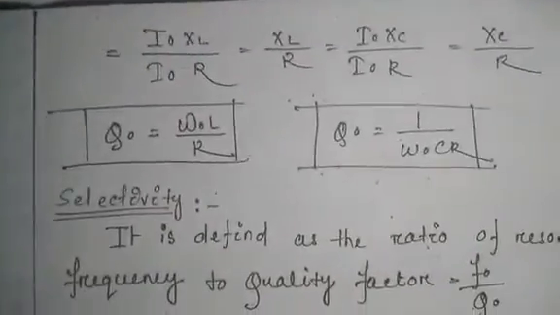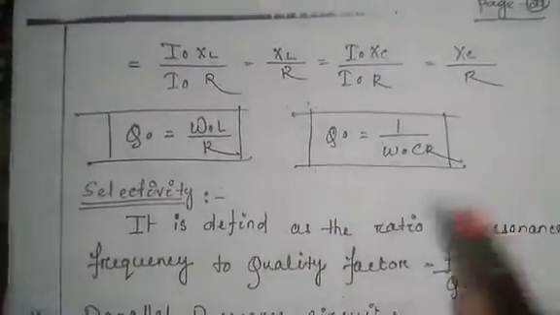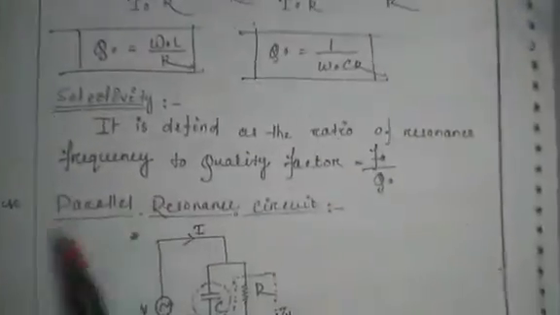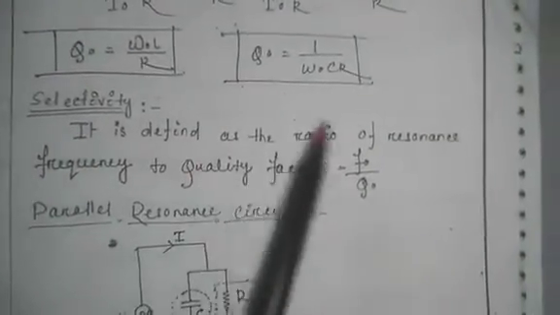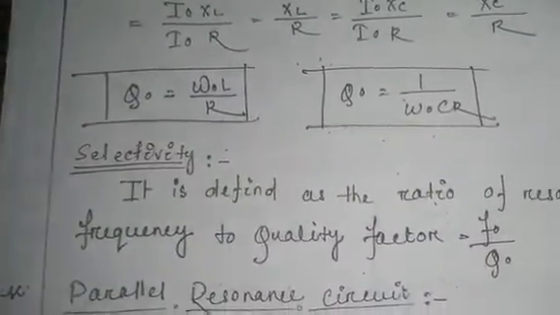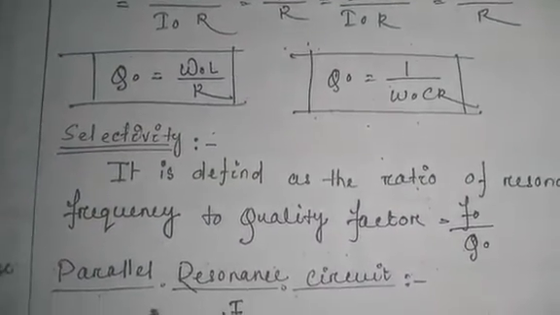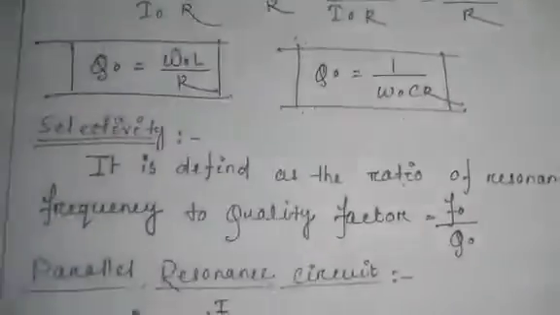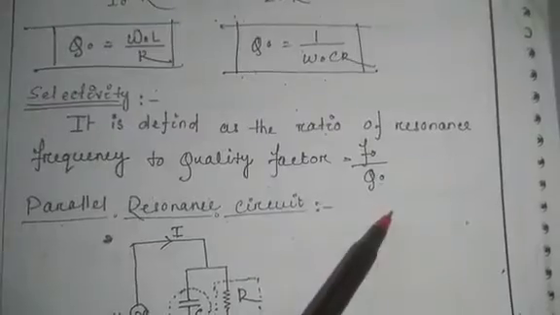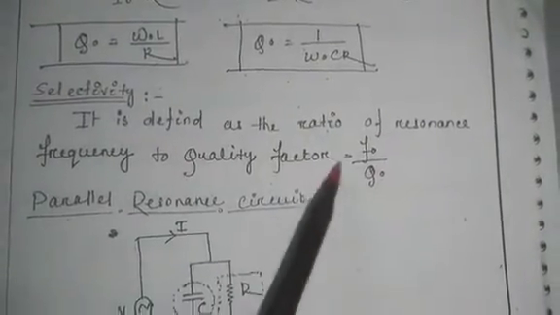Then you see how you calculate Q0. Q0 is equal to omega 0 L by R, or 1 divided by omega 0 C into R. Then what is selectivity? It is defined as the ratio of resonance frequency to quality factor, that means f0 divided by Q0.